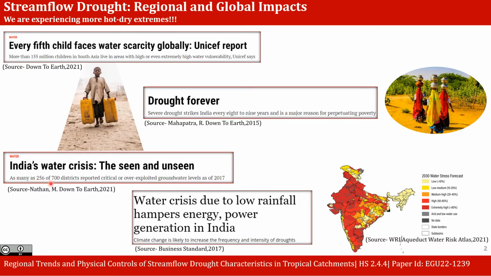Another report says India's water crisis, the seen and unseen. As many as 256 out of 700 districts report critically or overexploited groundwater levels as of 2017. This is 2022, and if the report were updated, the numbers would be higher. This is a water stress level map of India, and this is our regional study area. It shows that the water stress is greater in the peninsular regions.